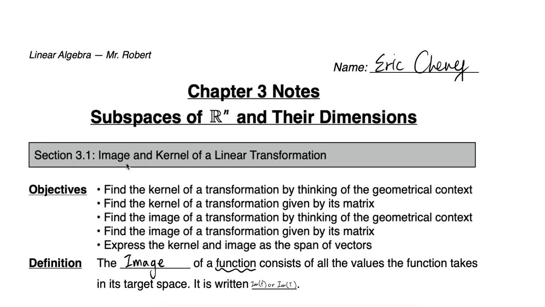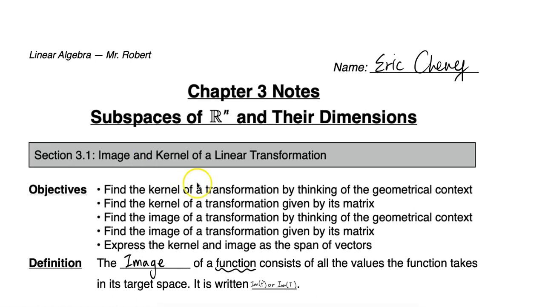When we had a function y equals x squared, for example, we could say that the image, or the range, was all values y greater or equal to 0. It is similar for the image of a linear transformation. It is all the vectors that are actually reached by the matrix. So all the outputs that are possible using the matrix that is given.